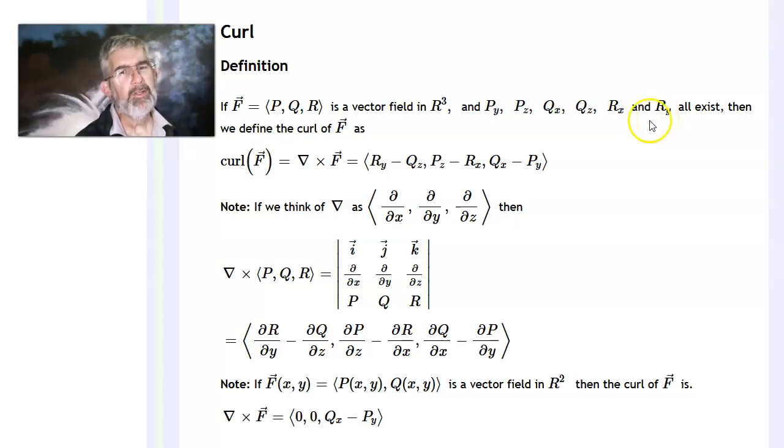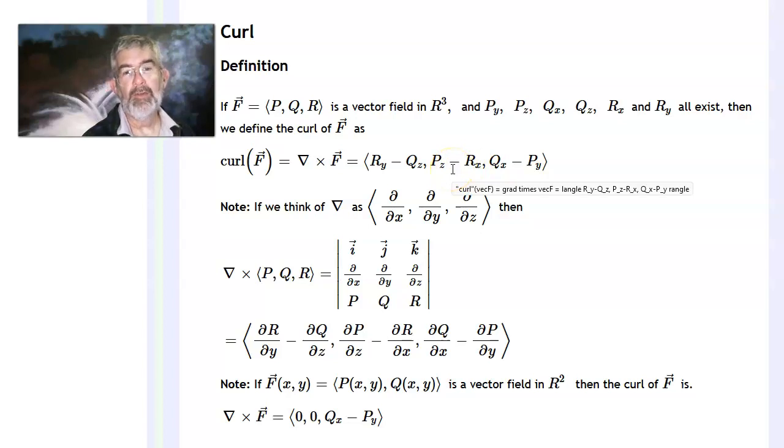Our textbook actually doesn't list all 6 of these. It only lists 3, but you need all 6. If those all exist, then we define the curl as follows. The curl of f, which I also will denote as del cross f, as you may recall from divergence, del dot f was the divergence. Del cross f is now going to be the curl. And it is this. It's a vector field again.